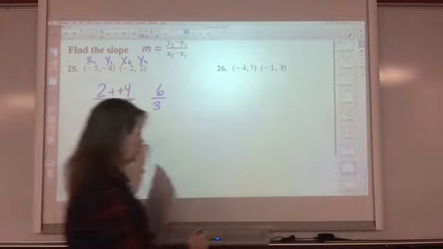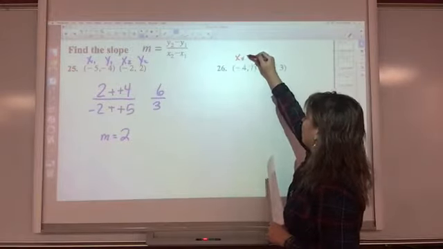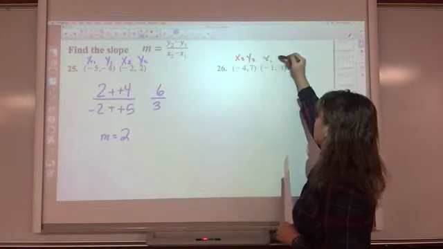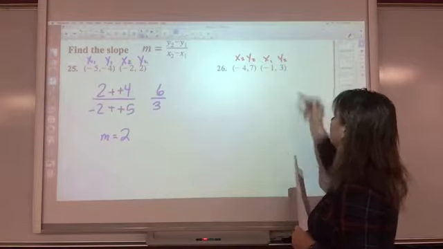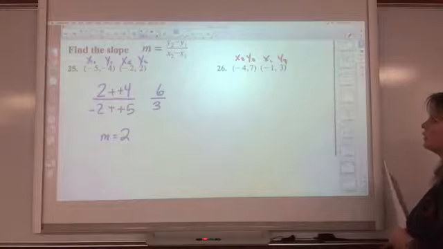Now, just to show, if you went the other way around, what if you called this your second point and this your first point? You're going to get the same answer as you would the other way as long as you're consistent.